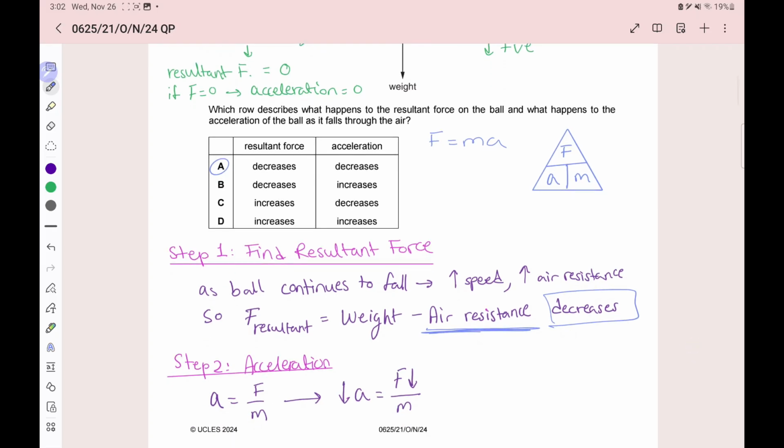Then acceleration, we know that acceleration is force over mass. And if force is decreasing, then acceleration is also decreasing. That is as long as mass is staying consistent, right? That's not changing at all. So acceleration and force are directly proportional.